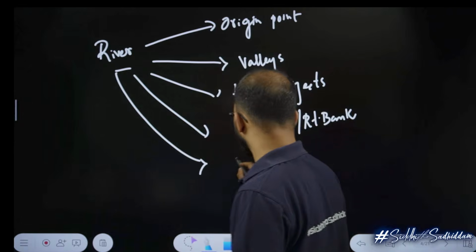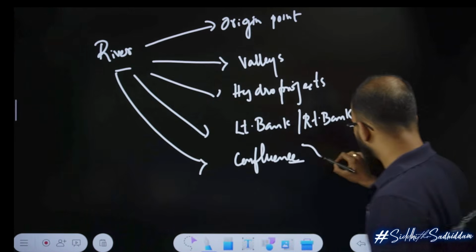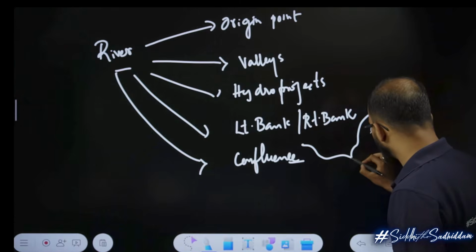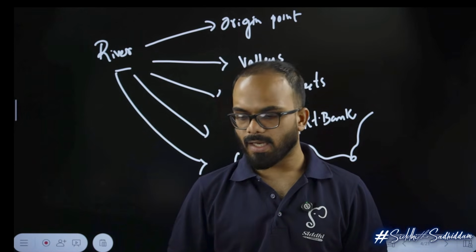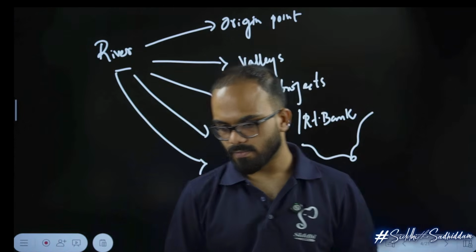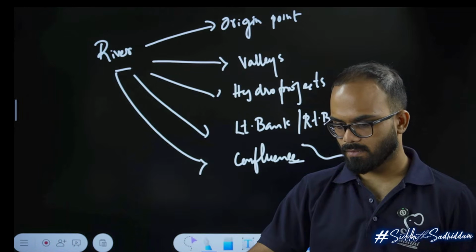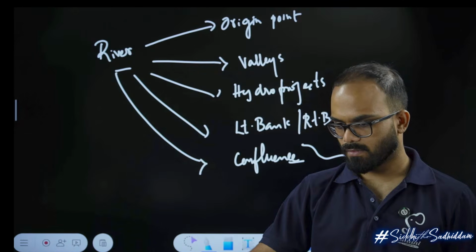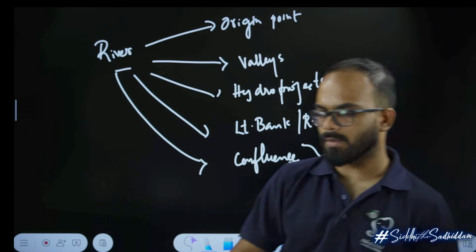Then they can also ask you questions on confluence. Confluence is where river 1 and river 2 joins, right? What is Allahabad a confluence of, by the way? Allahabad is on the confluence of what rivers?